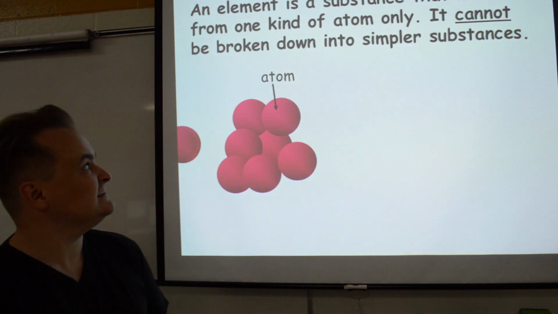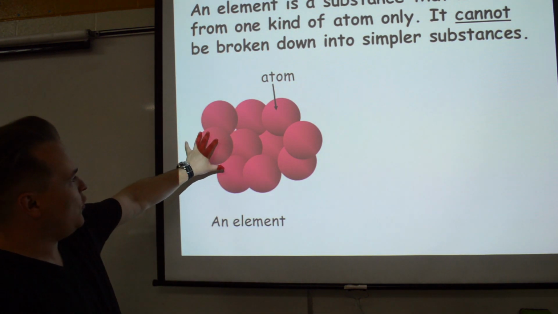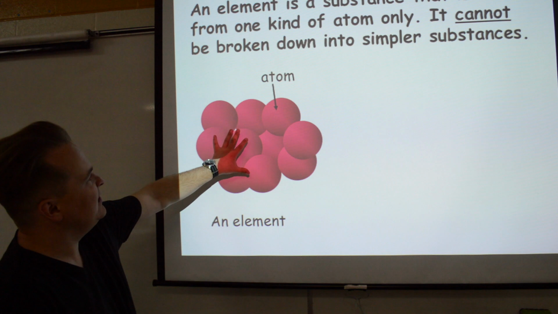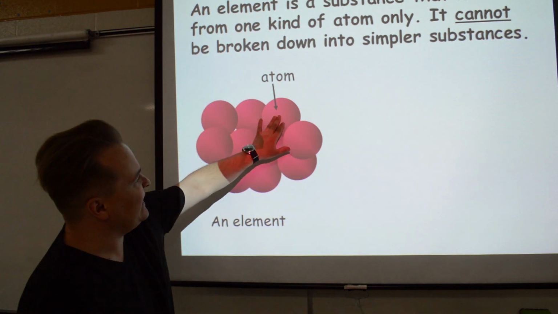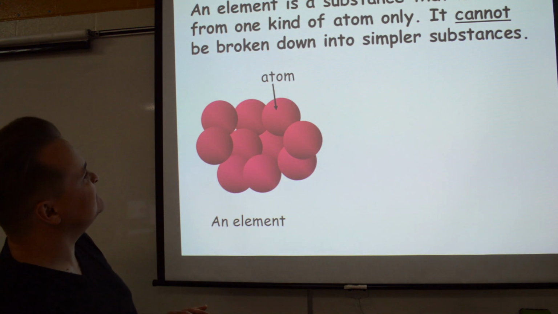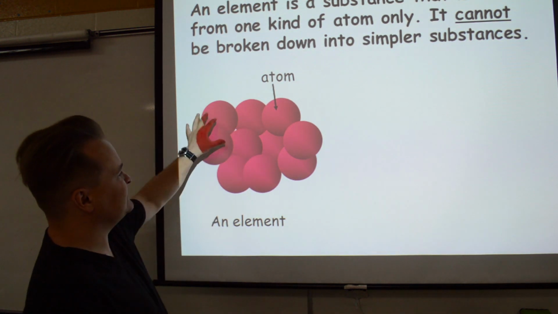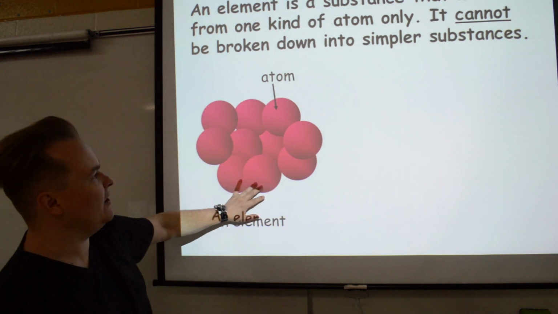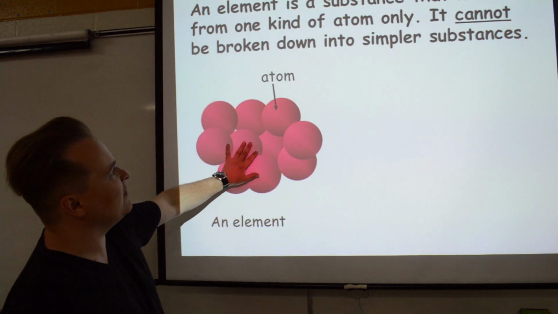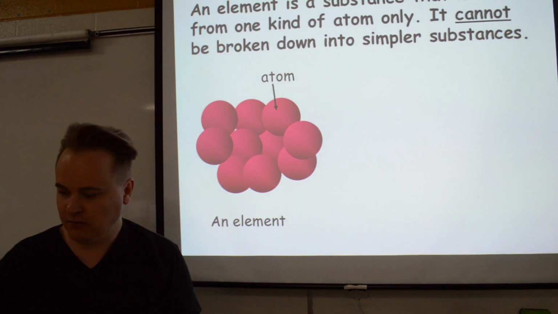An element is a substance that's made up of one kind of atom only. Here we've used orange circles. This is one type of element, and these are atoms of that element. They're all the same. It cannot be broken down into simpler substances. There's not like squares or rectangles in here, right? So this is an imaginary element. It's got atoms of that element. It's pure. Only one kind of atom in it.